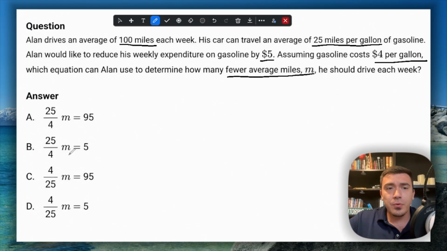So what I'm going to do is look through my answers. I noticed 2 big differences. It's either 95 or 5. Well, how could they have gotten 95, right? Maybe the 100 and the 5, but wait, hold on. The 100 is miles, the 5 is money.